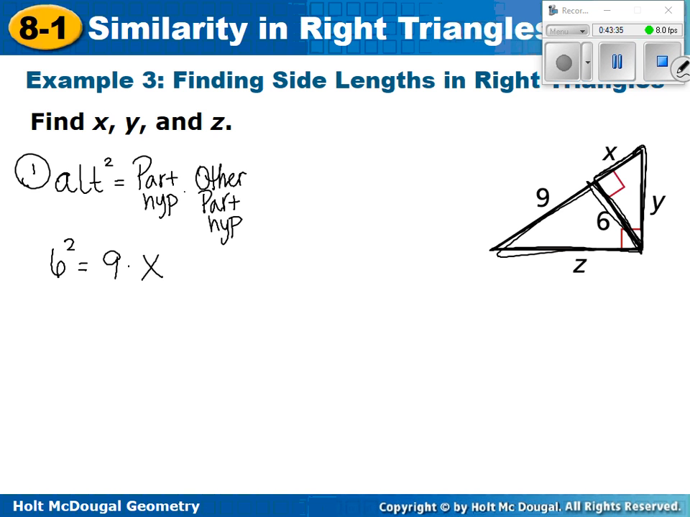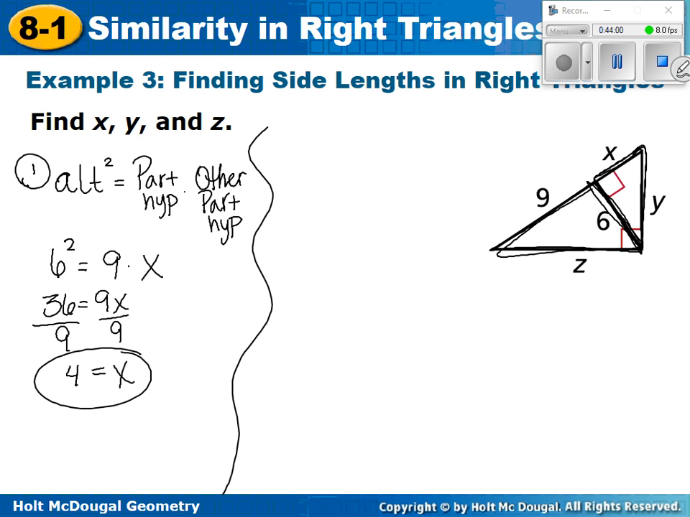All right, what's 6 squared? 36 equals 9x. What do we do? Divide by 9. And what is x? 4. The math shouldn't be very hard if you set it up with your shortcuts. It'll make it harder if you try to do a similarity statement and compare your corresponding parts. Okay, we found x. Now we know x is 4. I'm going to add it into my picture.